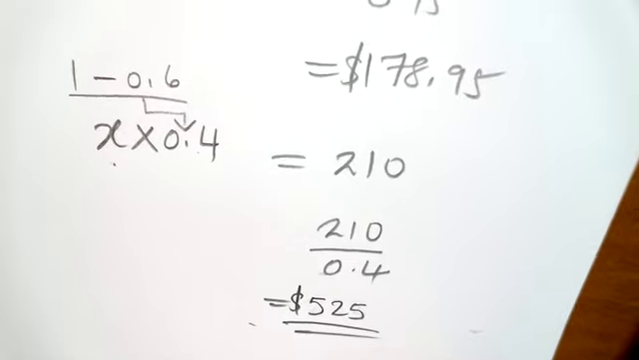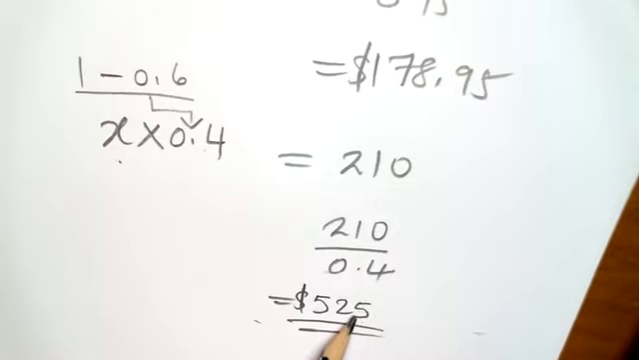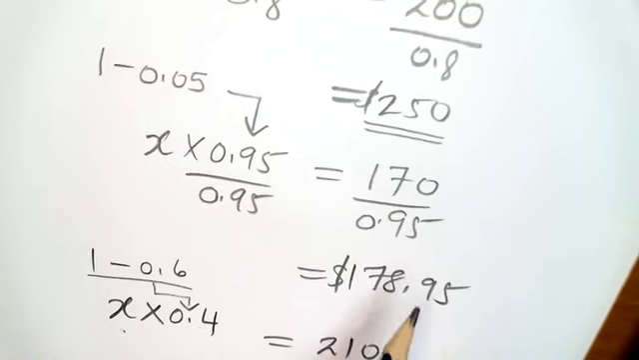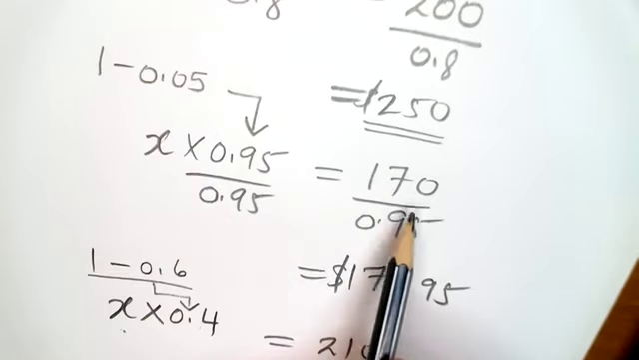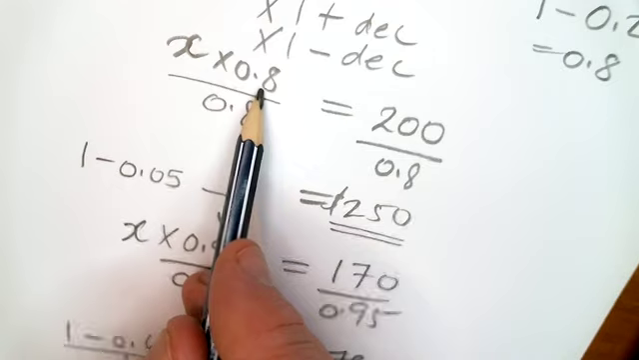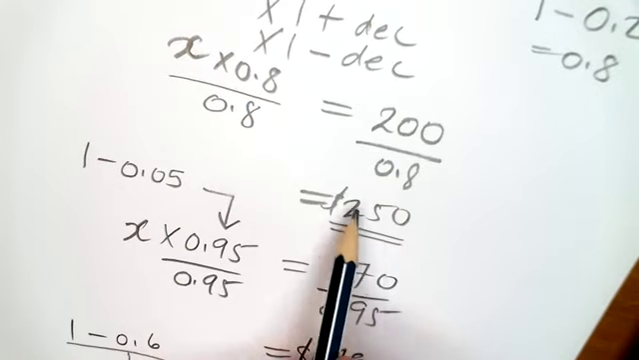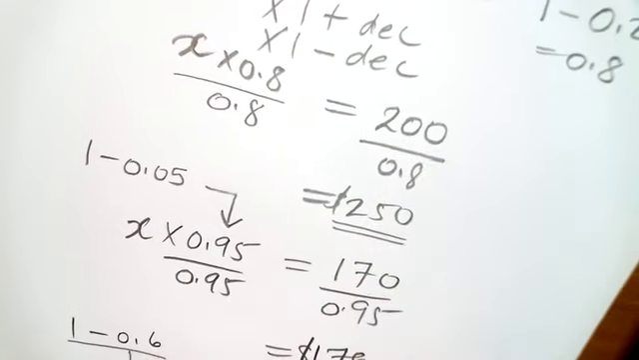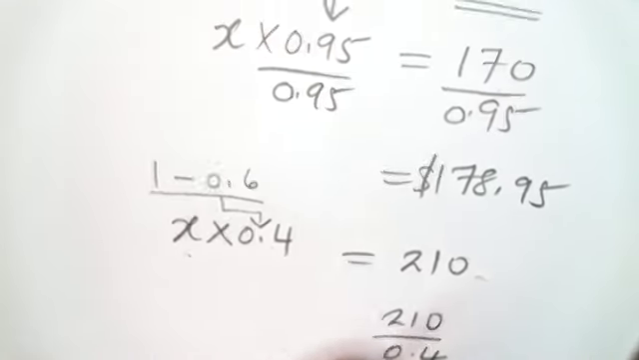So it was decreased. In other words, you've got 525. It was decreased by 40%. We get $210. You've got $178.95, which was decreased by 5%, and you got 170. You had $250. It was decreased by 20%, and you got 200. And that's how that plays out.